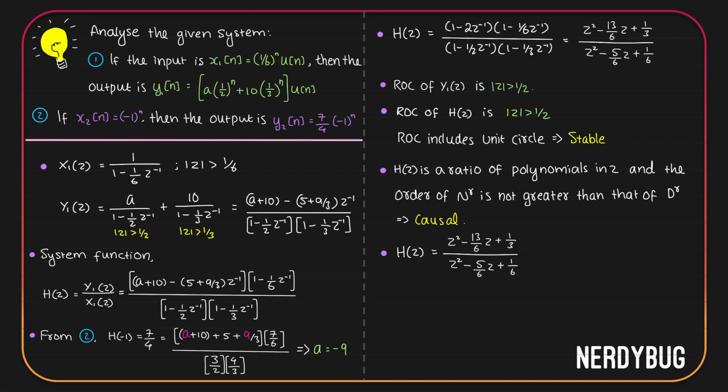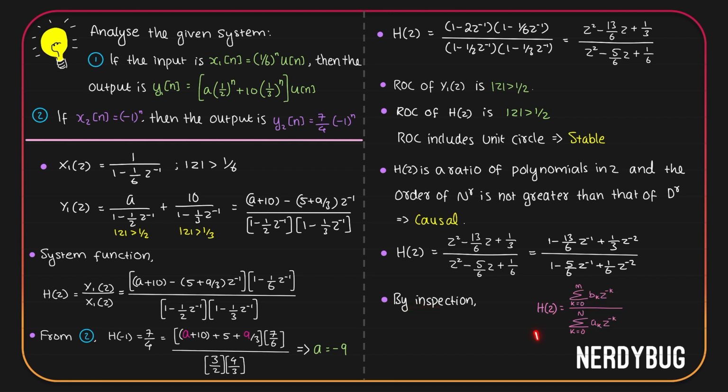To make it easier for us, I am going to divide the numerator and the denominator by z squared. Then this is what we get. Let's try to write the difference equation by inspection. We learned H(z) can be written like this: summation from k equals 0 to M of b_k z raised to minus k, divided by summation from k equals 0 to N of a_k z raised to minus k. Expanding the summation, we can also write it like this.